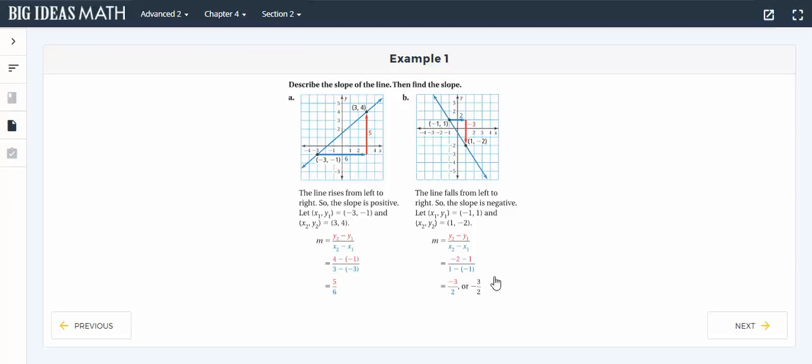If you click next on your page, you'll see some on your own.